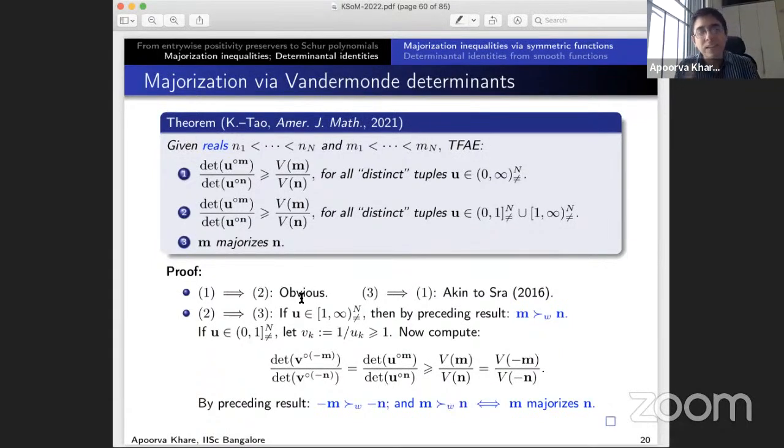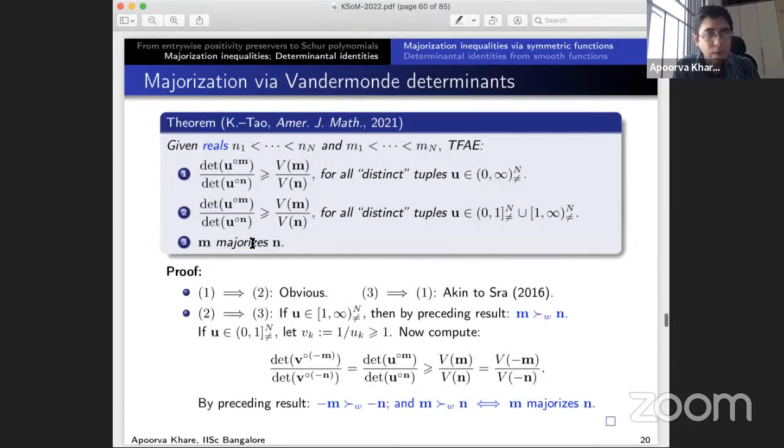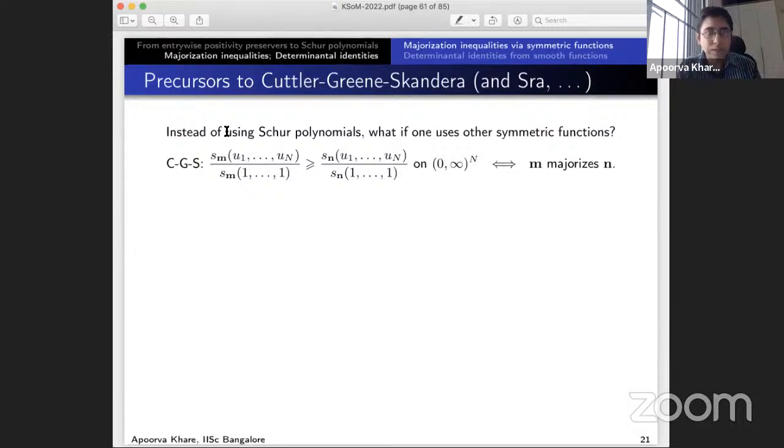And 3 implies 1 is like Harish-Chandra writes, it's in Itzykson-Zuber integrals and so on. So yeah, that's why, first of all, one can use weak majorization to prove the majorization for real tuples as well. Okay. So now, as I told you, some of these inequalities are examples of majorization inequalities, and they have been around for hundreds of years, apparently. So Cutler, Green, and Kandera themselves very helpfully provide references to these old results in their paper.